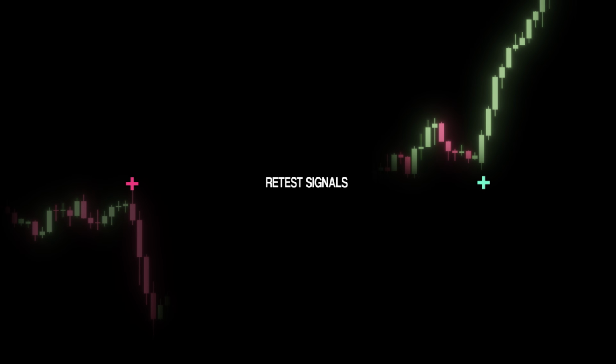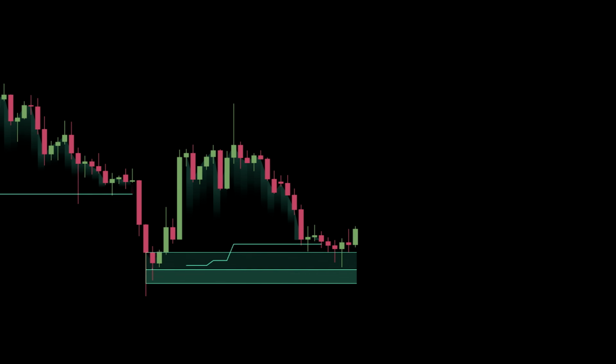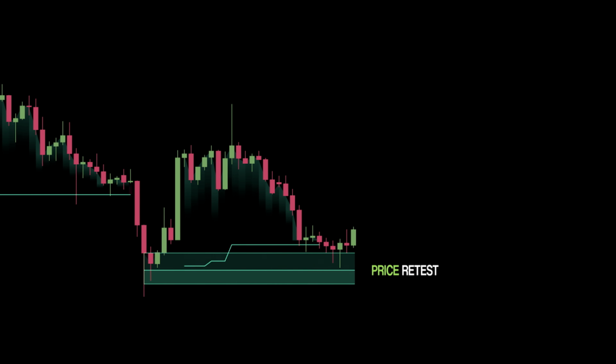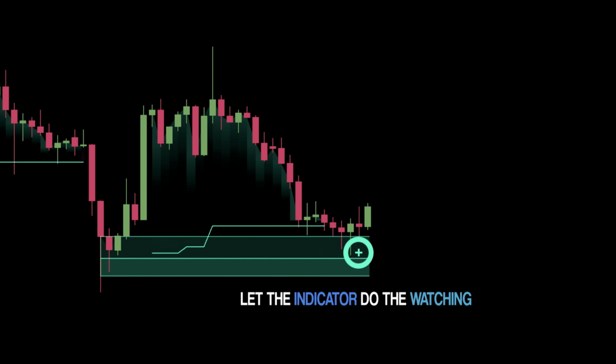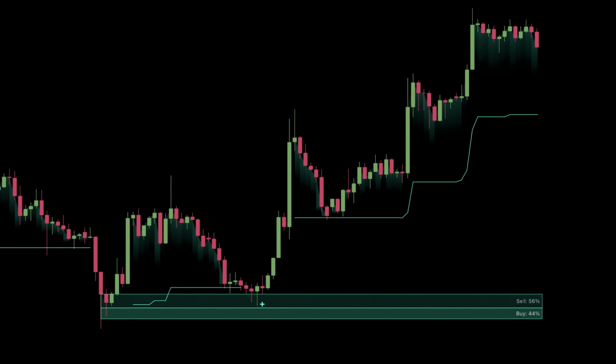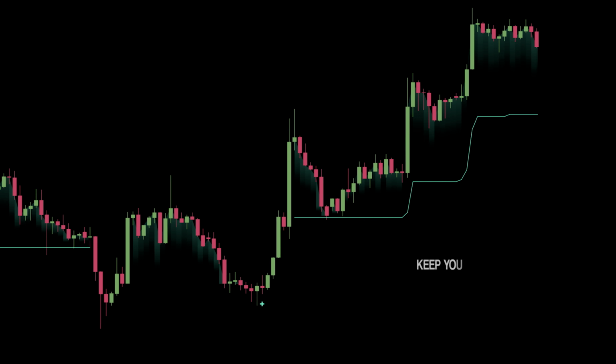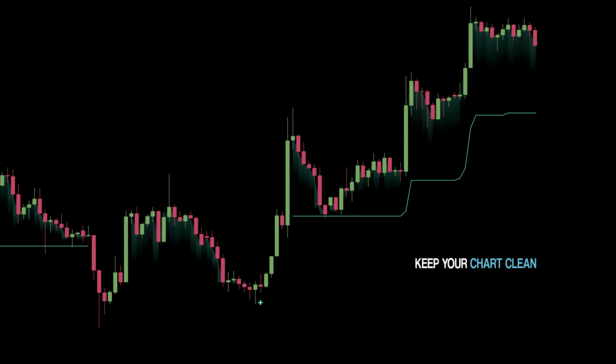Then you've got these small cross marks above or below a candle whenever price comes back and retests one of these zones. That's the indicator flagging the retest for you, so you're not sitting there squinting at a chart trying to spot it yourself. And once price completely breaks through a zone, the box just disappears. That's on by default, and it keeps your chart from filling up with dead zones that don't matter anymore.